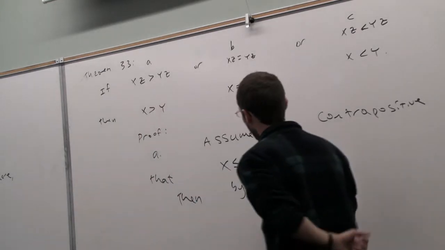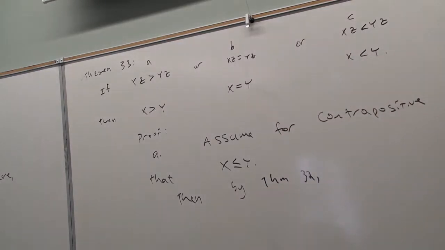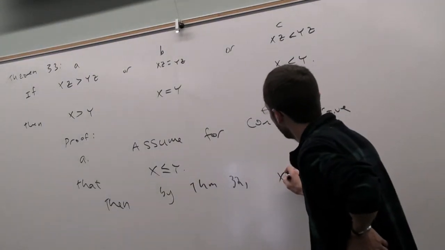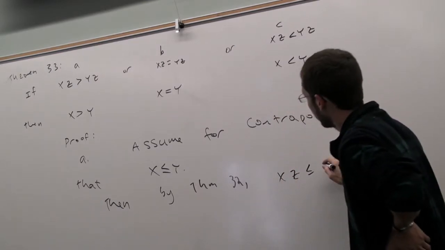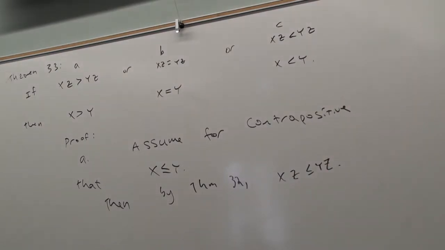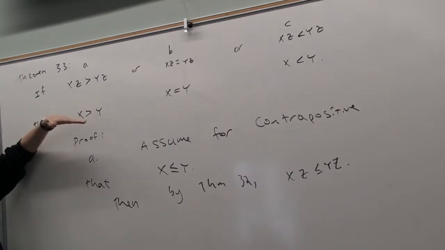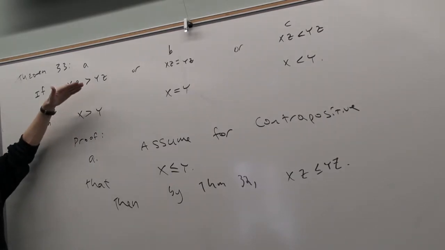Then by the previous theorem, theorem 32, we would have xz less than or equal to yz. And that's it. That's the proof by contrapositive. It says, if P then Q is what you're trying to prove, and if you prove not Q implies not P, then you're done.